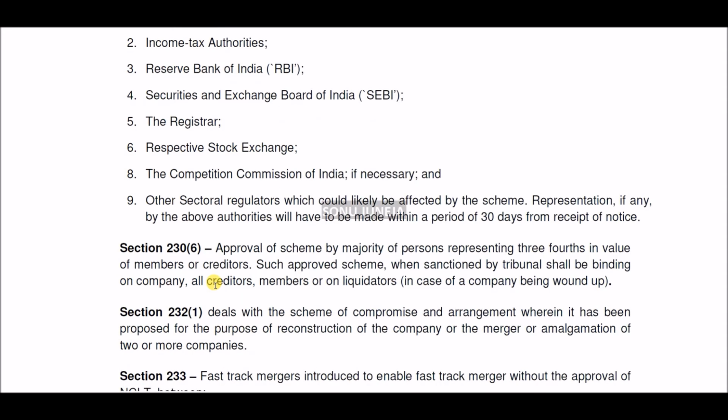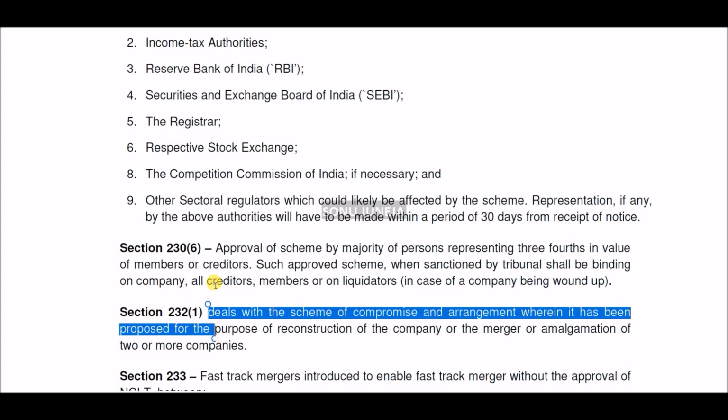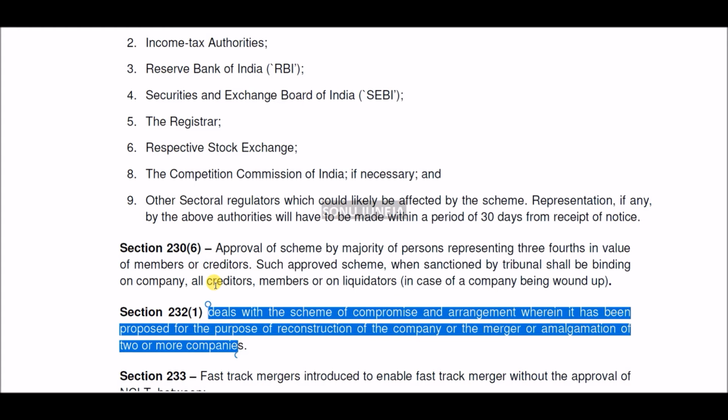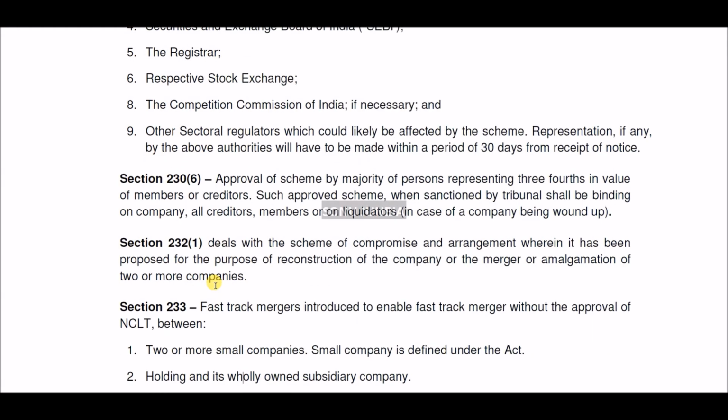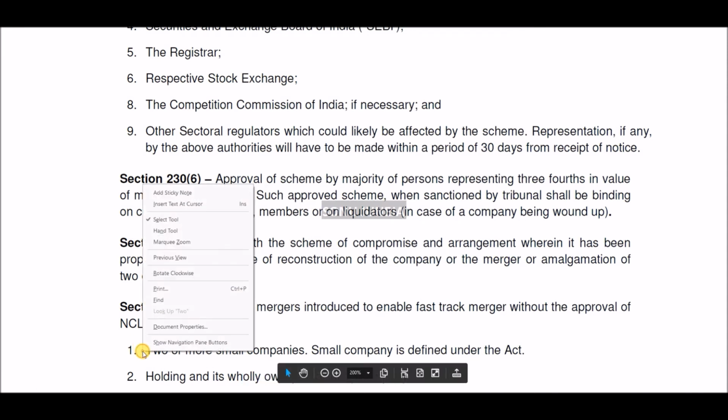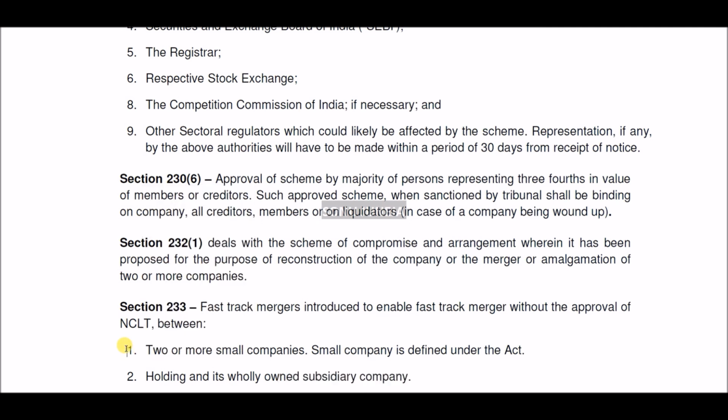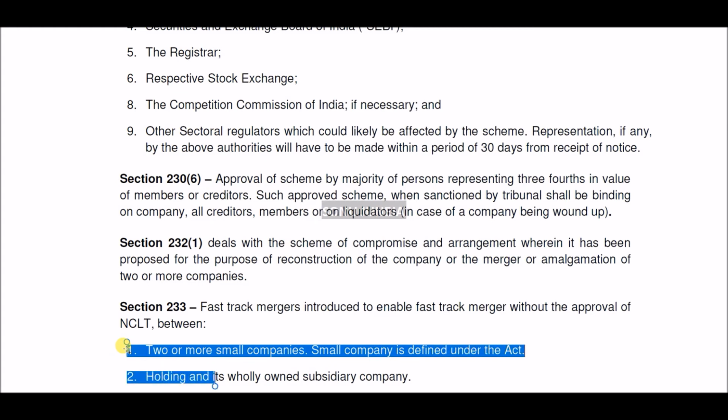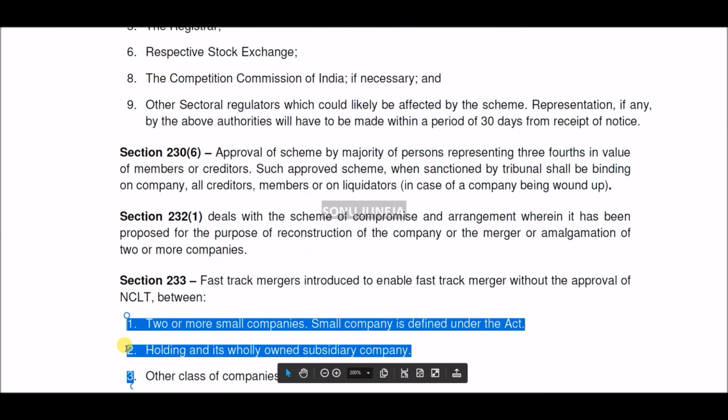Then you have section 232 subsection 1, which deals with scheme of compromise and arrangement which has been proposed for the purpose of reconstruction of the company or the merger or amalgamation of 2 or more companies, meaning here you are preparing a scheme. Then you have 233, which is the fast track merger, which can be done without the approval, what a beauty, without the approval of NCLT, where 2 or more small companies as defined under the Act, a holding and its wholly owned subsidiary company, and other classes of company as may be specified.